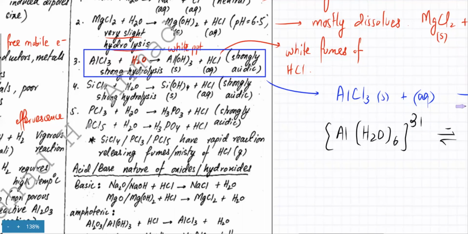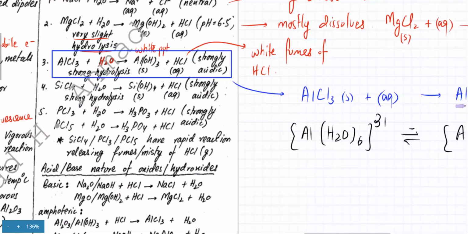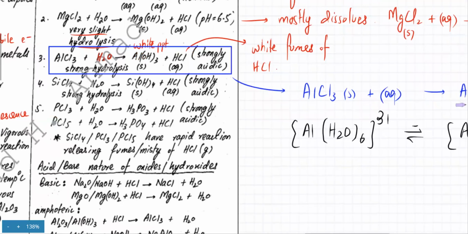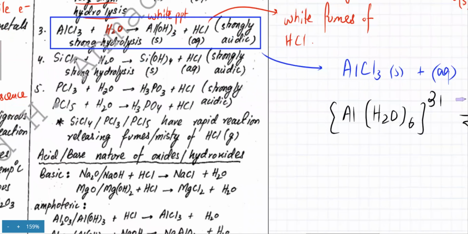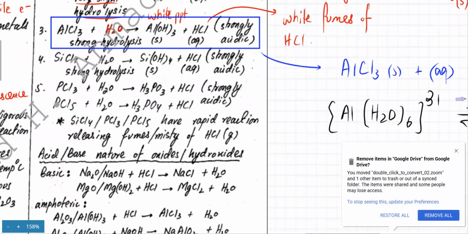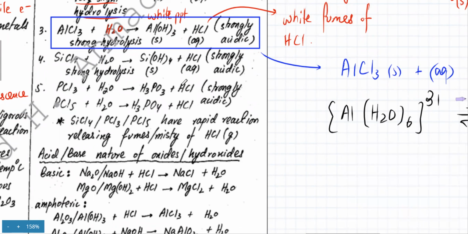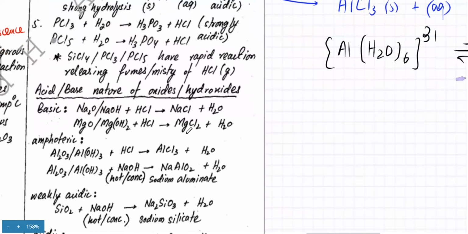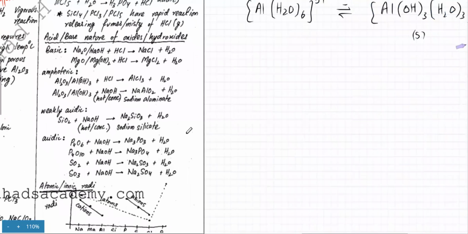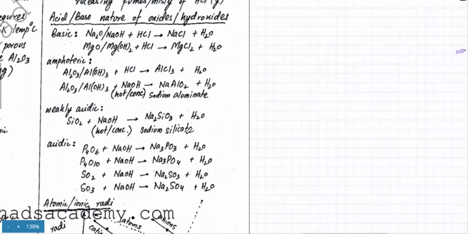So the hydrolysis continues. SiCl4, this further hydrolysis, PCl3, PCl5, they mix in water and they form acidic solutions as well. And the same thing happens. Remember, these minor points should also be noted: you have rapid reactions and misty fumes of HCl are released.